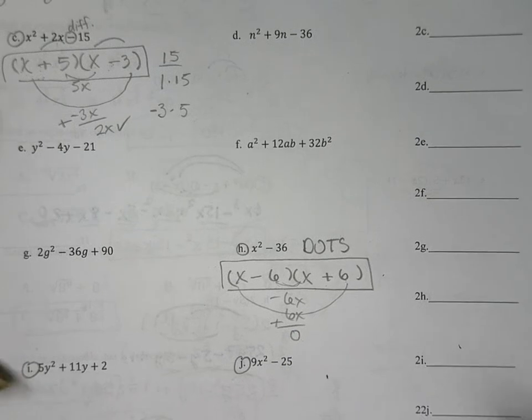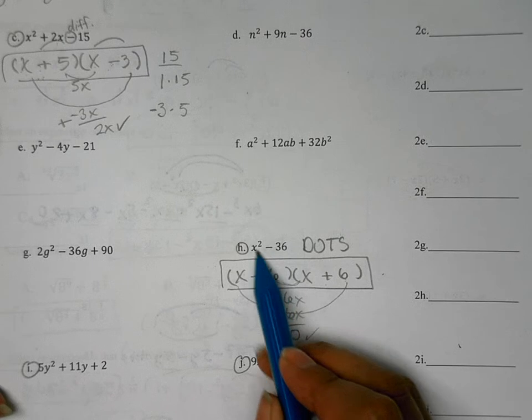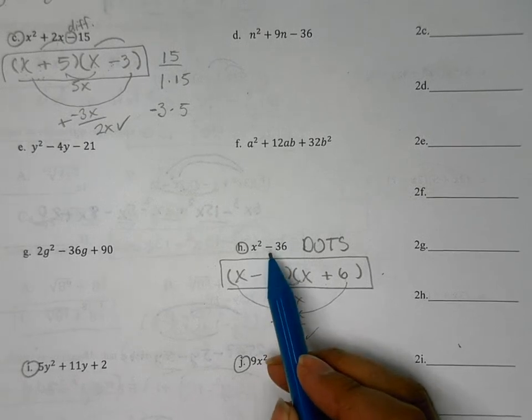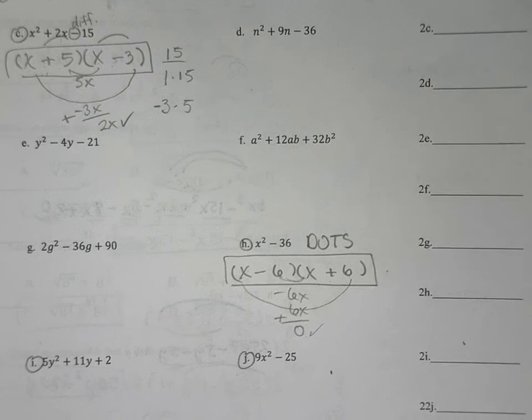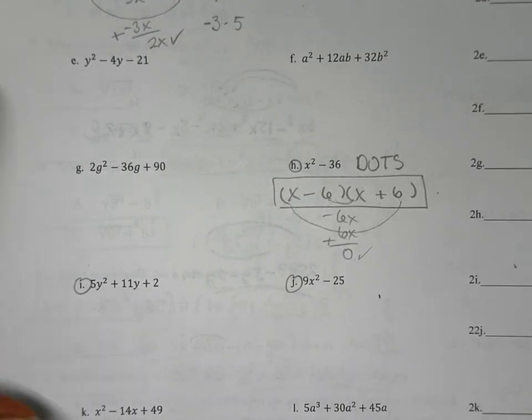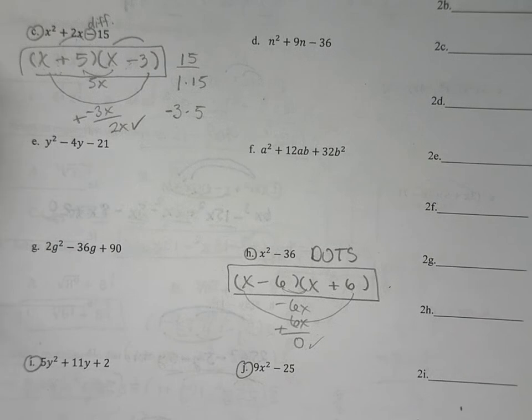Eventually 0, yes. Negative 6x, and what do you get out here? And you add them together. Is that 0? And does it make sense that it's 0 because there's nothing in here? The middle term is missing. It's 0x. Yes? All right.